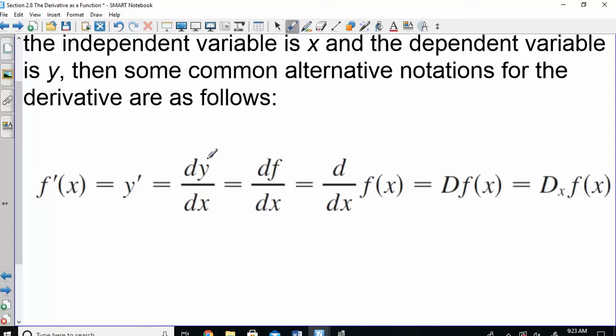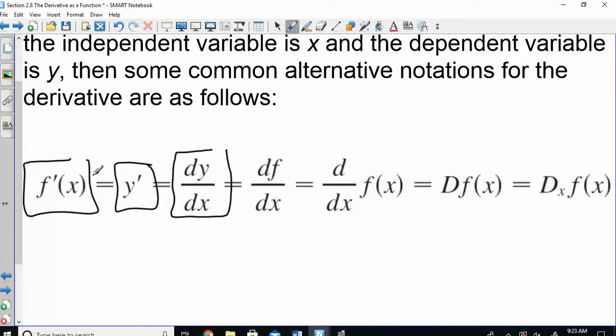Another notation that we see a lot is dy dx. That's a very common one that comes up. It just means the derivative of y in terms of x, so it's the same thing. It can be written all of these different ways, but really the first 3 are the ways you're going to see me write it. Okay, and any of those notations just mean find the derivative, which is what we have been doing.